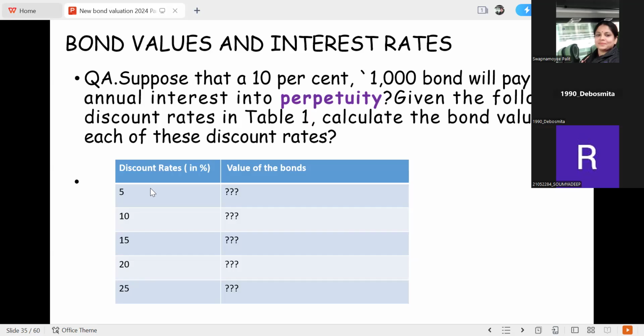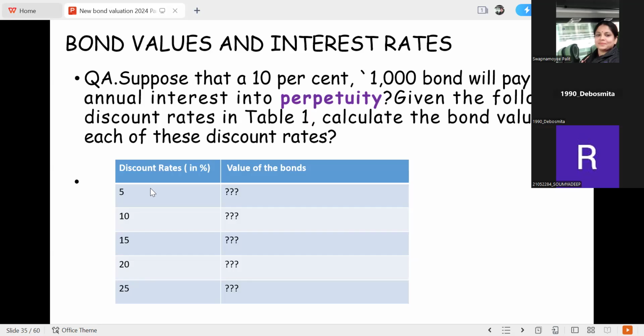It will be 20, I guess. No, first it is 100 by 0.05, because 5% means 0.05. Sorry, yes, 100 by 0.05. That gives you 2000. Yes, 2000.